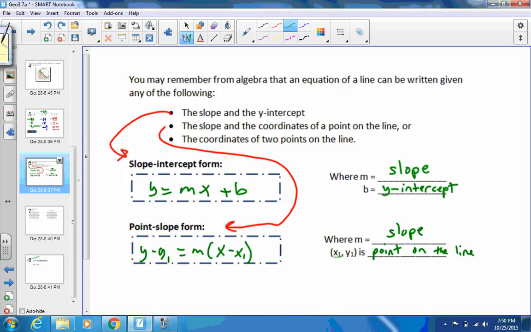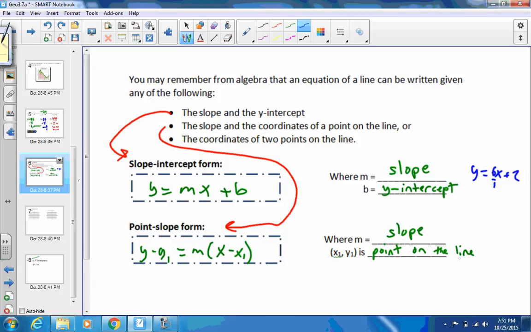Okay? So those are the two main forms, and I'll give you an example. You could say y equals 6x plus 2. The reason that would work is because the slope is 6, or 6 over 1, and the y-intercept would be crossing at 2.